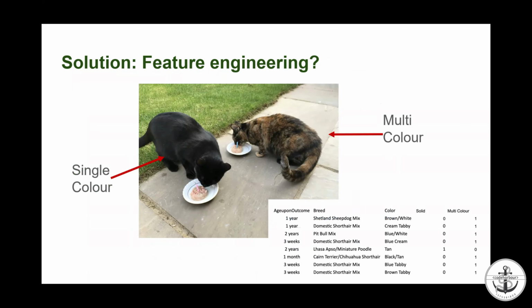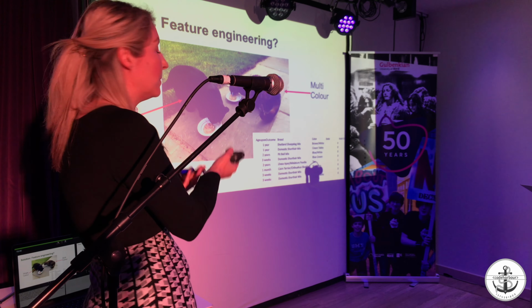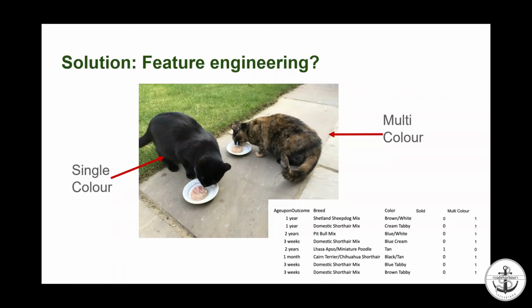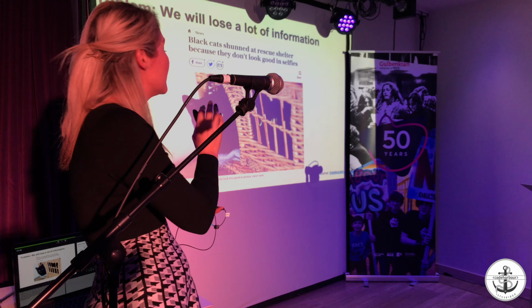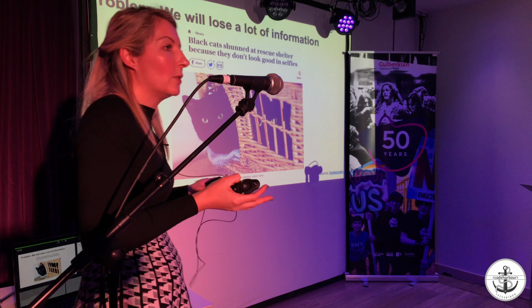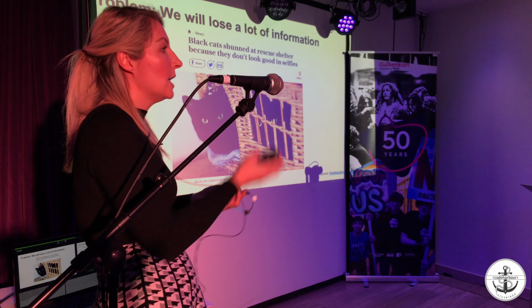So how do we solve that? One way we can solve that is with feature engineering. With feature engineering, we identify what we think, intuitively, are good features that might help the model to learn. One feature we might produce from colour would be single-coloured animals versus multicoloured animals. But the problem with that is that we lose a lot of information. For example, I don't know whether anyone's heard this from a few years ago, that black cats aren't being rescued from shelters as often as other colours because they don't photograph as well. If we didn't know that piece of information, we might not engineer a feature around that, and we would lose that data.